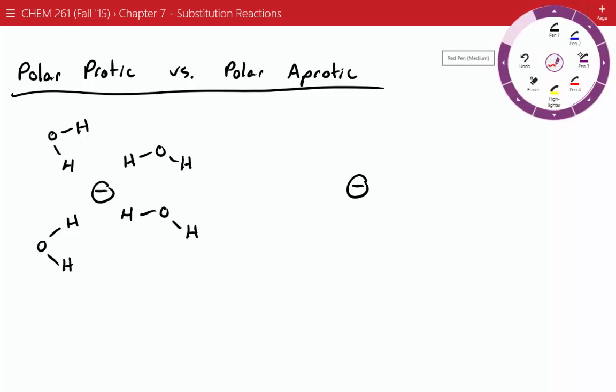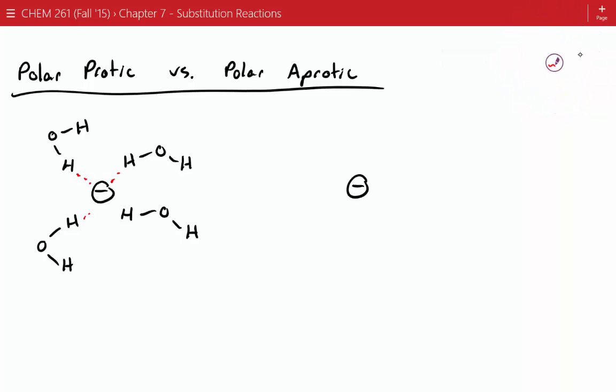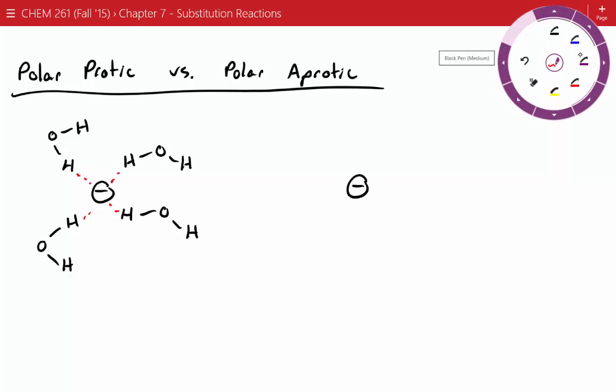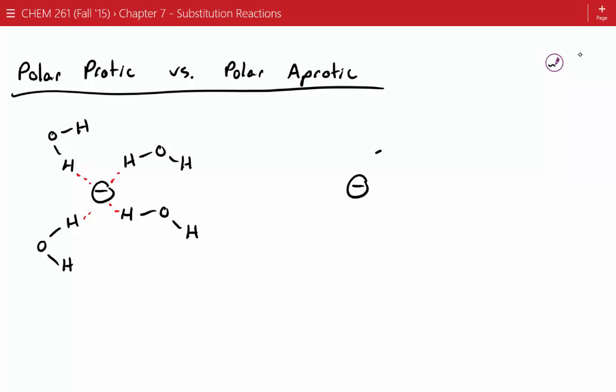So we run into a situation where in polar protic solvents, the ion is highly stabilized through the hydrogen bonds that are surrounding it, right? Let's consider an aprotic solvent. Let's pick acetone. So acetone's pretty easy to think about. All right, can the anion on the right be stabilized as much? No, there's a dipole, but dipoles aren't as strong as H bonds, right?